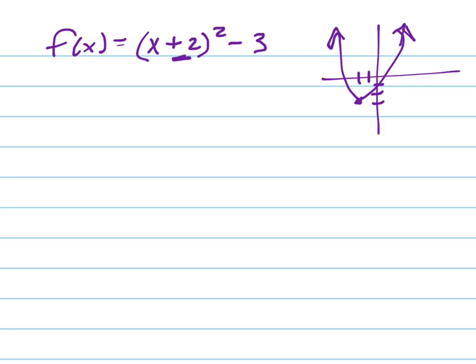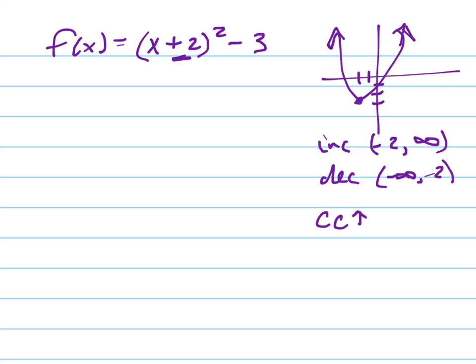So where is it increasing and decreasing? I can tell just by the graph. Where is the graph increasing? It's increasing from -2 to infinity, and it's decreasing from -infinity to -2, right? And where's it concave up? The entire thing is concave up, right? It is concave up from -infinity to +infinity.